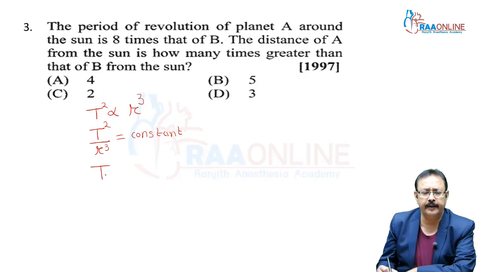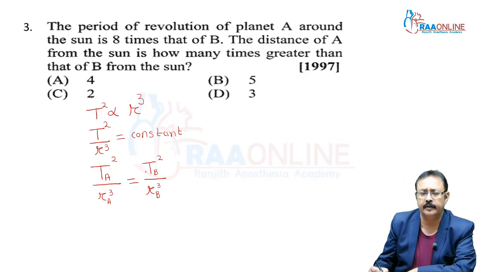For planet A, I am taking TA. Radius, I am taking RA. You can say radius, distance between sun and planet. For planet B, it should be RB cube.